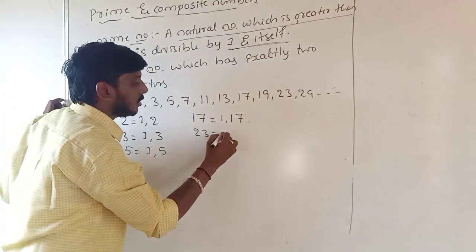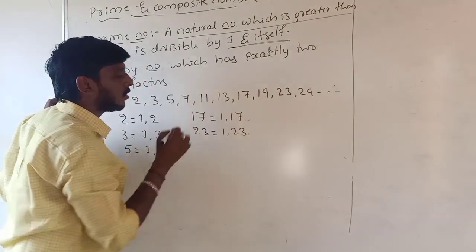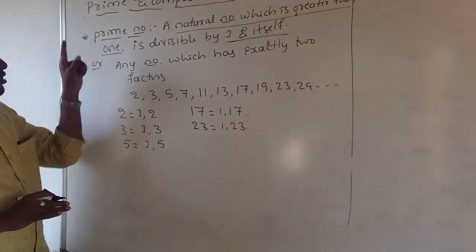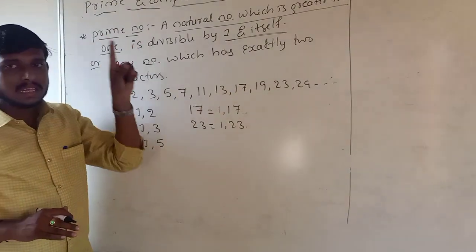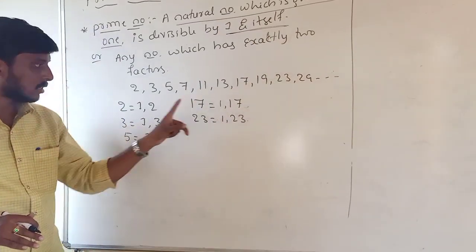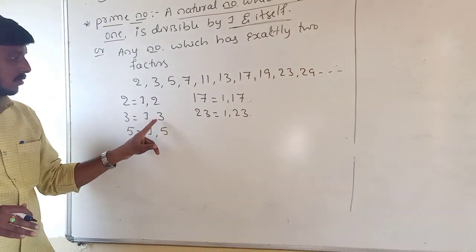One more example, 23. What are the factors of 23? 1 and 23 only, because 23 does not come in any table. So the idea is that a prime number is any number which is divisible by 1 and itself only. Observe the factor side: 1 and the same number are there.